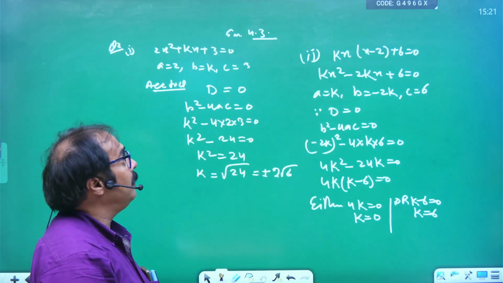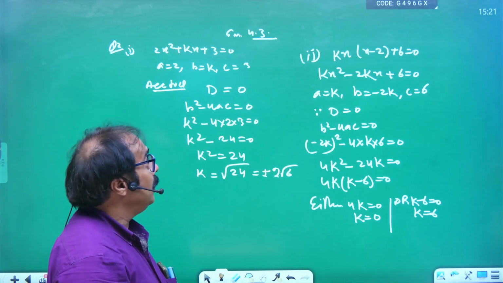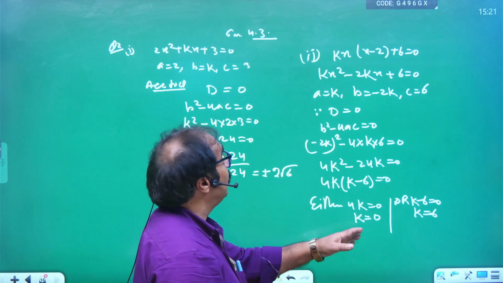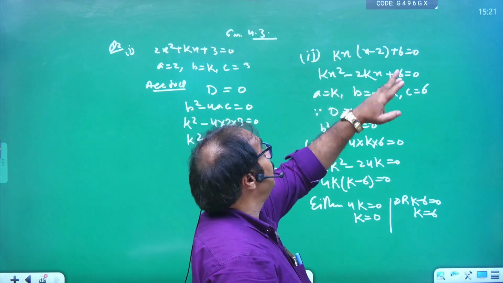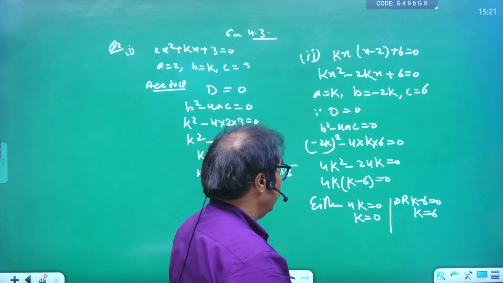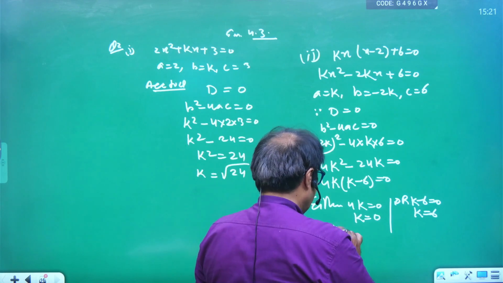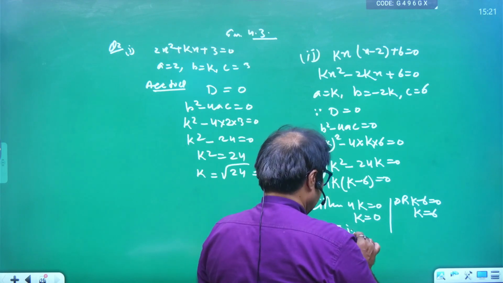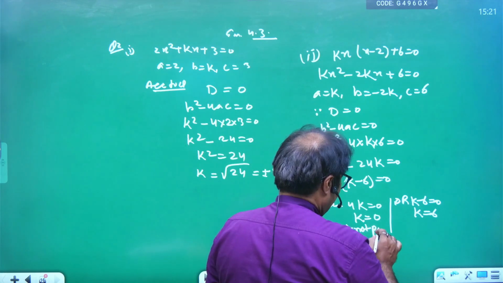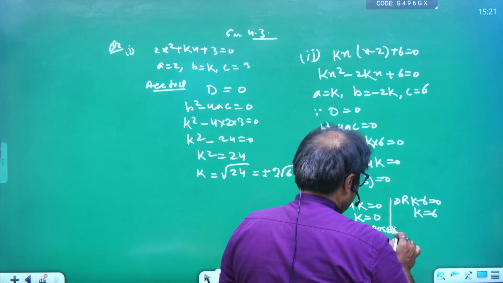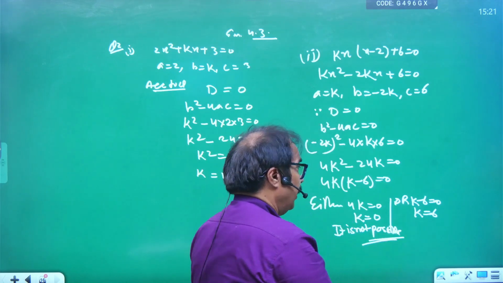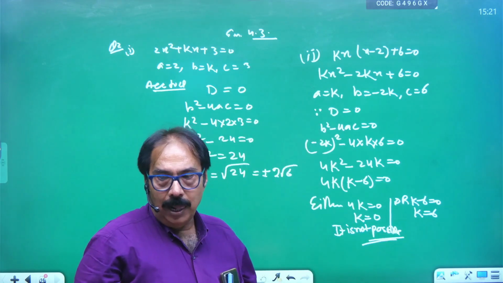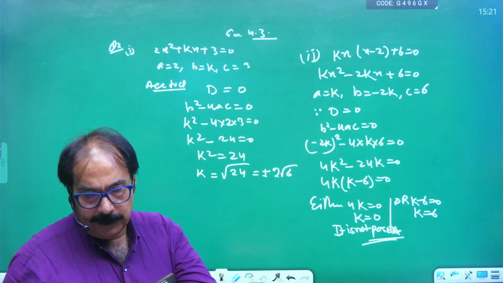Can you say the value of k will be 0? This is not possible, because if the value of k is 0, then it will not be a quadratic equation. So it is not possible. So the value of k is 6, and this is the final answer of question number 2, part 2.